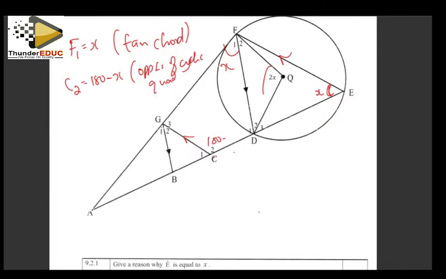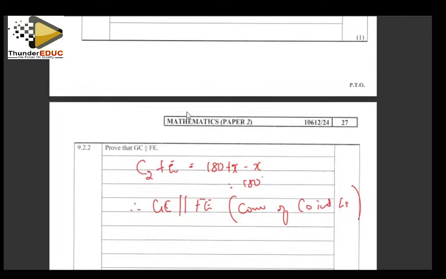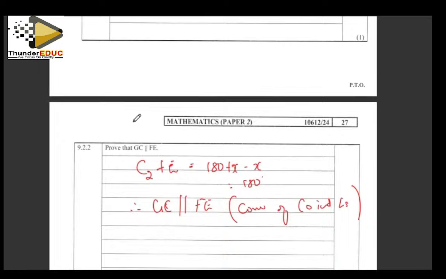So if this is 180 minus x, I can see that C2 and E, when I add them, I get 180. Those form what we call the co-interior angles. So C2 plus E, which is 180 minus x plus x, gives me 180. Therefore, GC is parallel to FE. The reason is the converse of co-interior angles. That is how we prove that: use the cyclic quad and then the co-interior angles. Now we've proved that the lines are parallel.